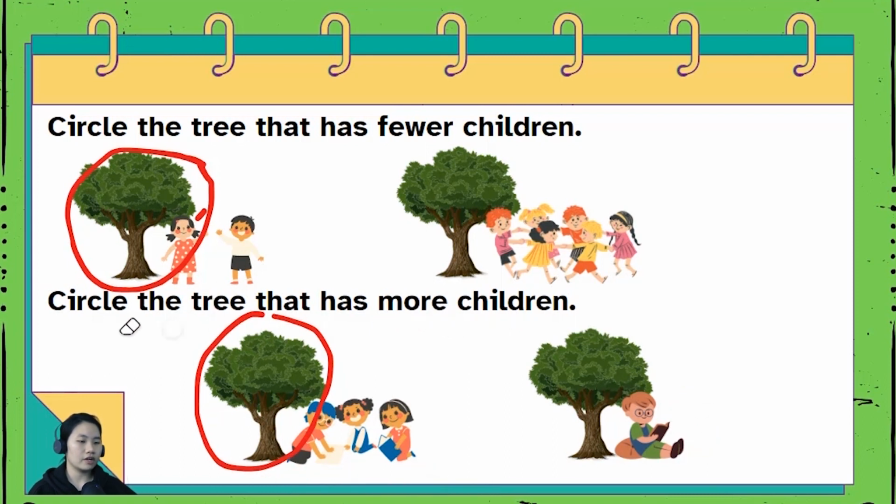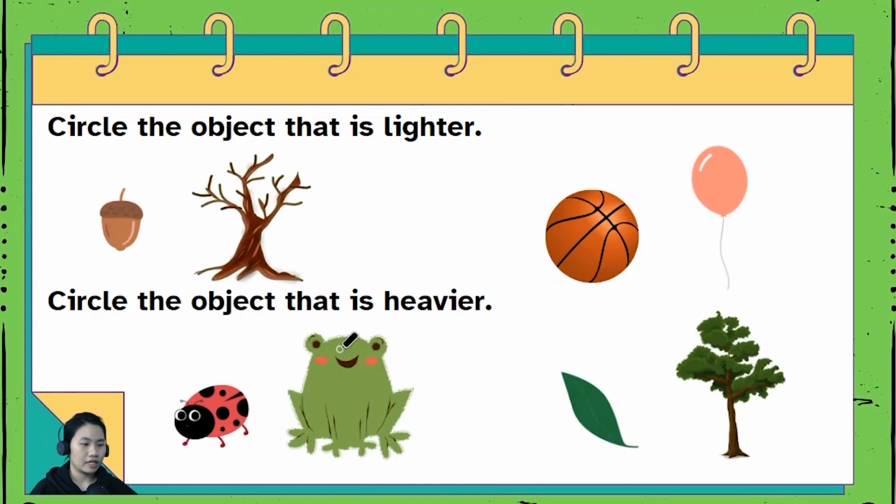Let's move on to the next part of our lesson. This is the last part of our exercise, okay? So let's use all of the knowledge that we've learned previously in this exercise. Circle the object that is lighter, okay? Lighter as in when you hold it, it is less heavy. For example, you have a book and you have a pen. The pen is lighter than the book, and the book is heavier than the pen, okay?